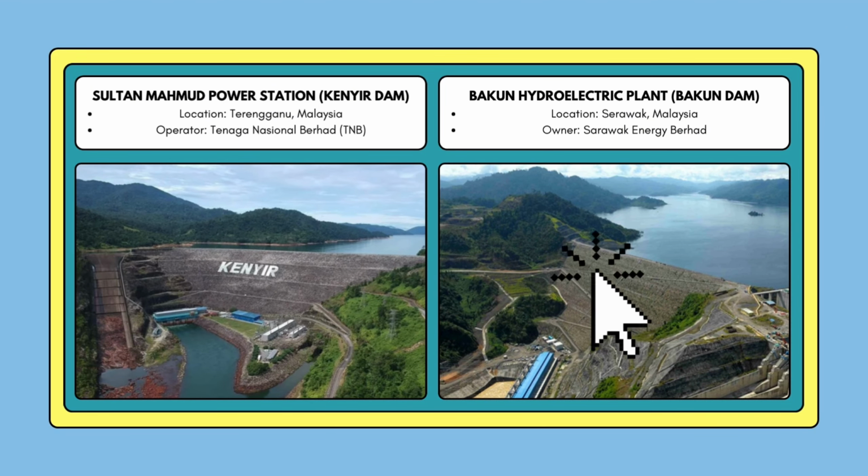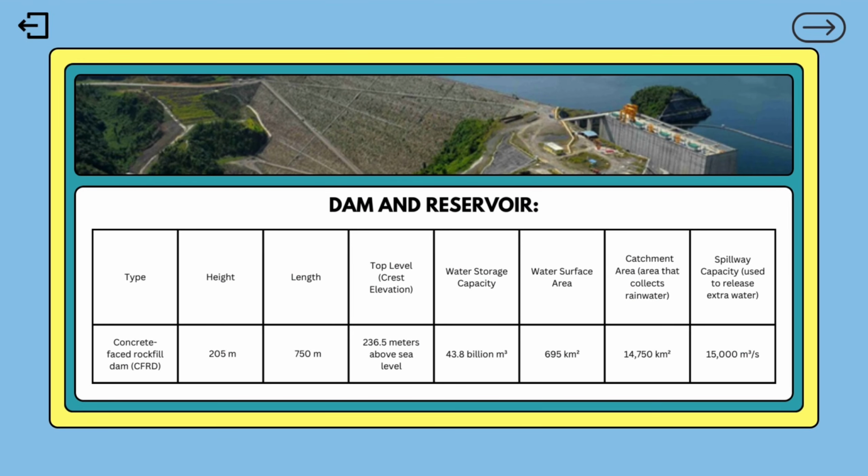Next, Bakun Hydroelectric Power Plant, also known as Bakun Dam in Sarawak, Malaysia, is owned by Sarawak Energy Berhad. It is taller than Kenyir Dam at 205 meters high and 750 meters long. Bakun Dam holds much more water, which is 43.8 billion cubic meters.